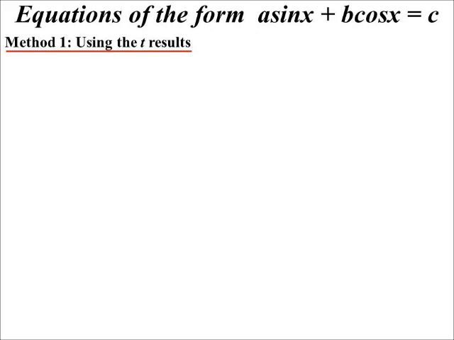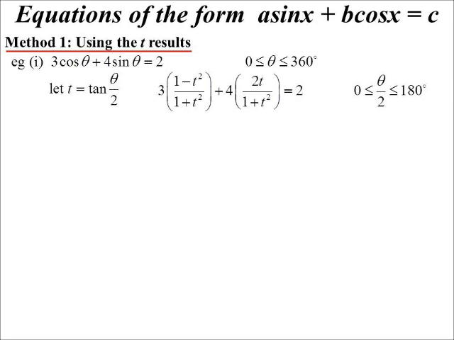Using algebra is to convert everything using t results. So here's one: 3 cos theta plus 4 sine theta is equal to 2. Well, if I let t equal tan theta on 2 and substitute in my t results, now, a couple of things here. Because I'm now dealing with theta on 2, I'm only looking for solutions between 0 and 180 for theta on 2. But my actual equation now is a piece of algebra. Multiply everything by 1 plus t squared and I'll end up with a quadratic. There it is: 5t squared minus 8t minus 1 is equal to 0.